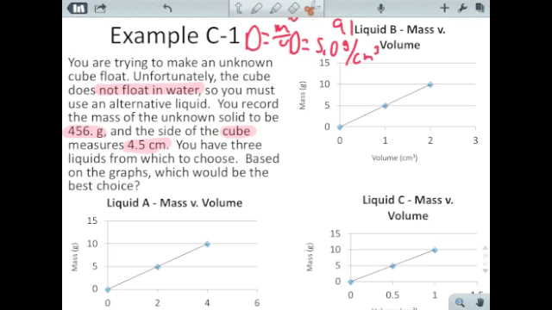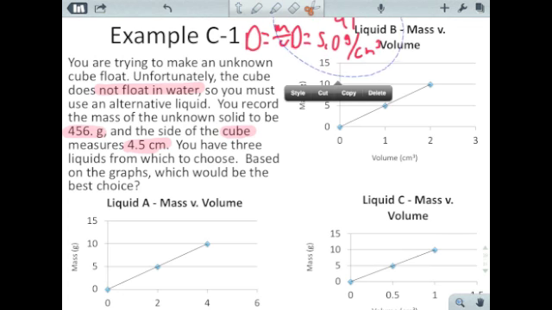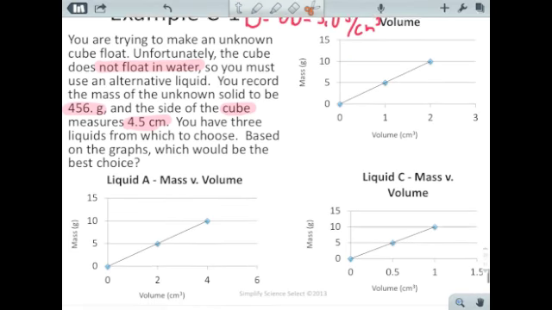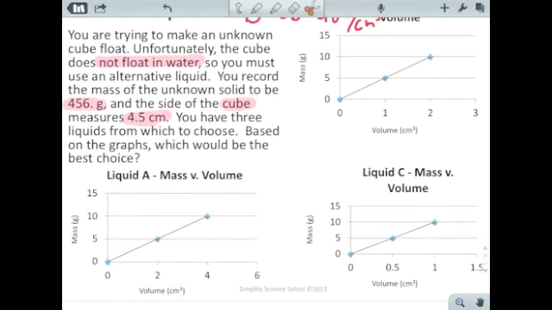we have to find something that's going to float. So basically, what we need is something that is more dense. The liquid has to be more dense than 5.0 grams per cubic centimeter. So in looking at our graphs, this is going to be a mass versus volume graph. And anytime we have a mass versus volume graph, we have mass on our y, volume on our x.